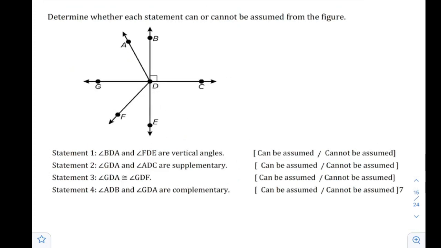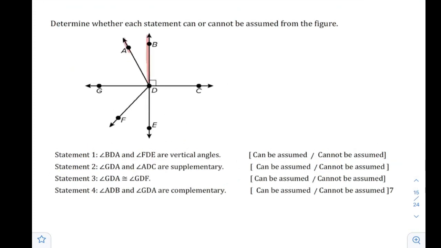Angle BDA, so BDA, and the other angle FDE, so I'll go FDE. Actually, when you look here, you will see that these angles are only sharing the vertex. He is telling you that we can assume that they are vertical angles. Can we? Of course we cannot. We cannot assume that they are vertical angles.